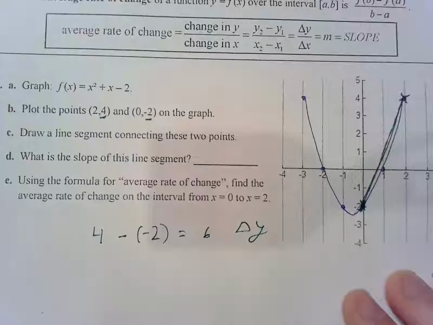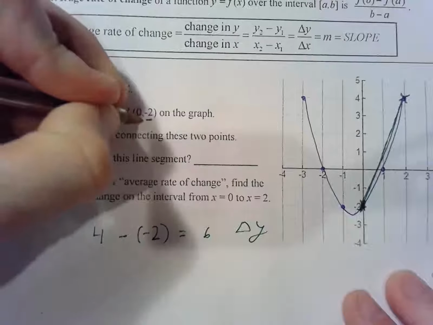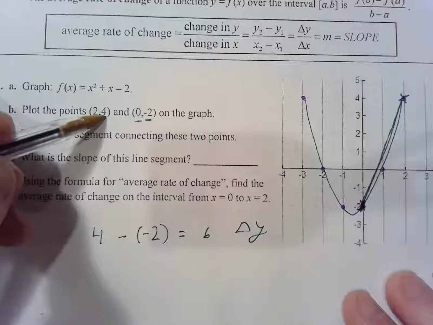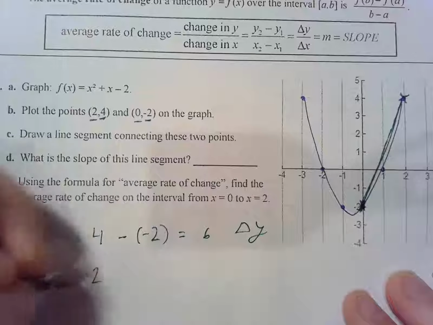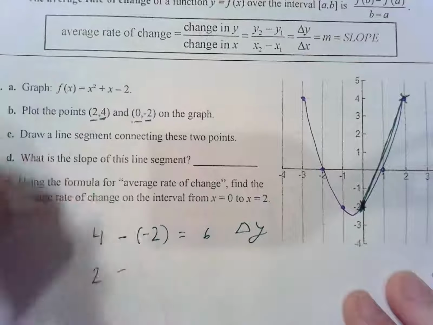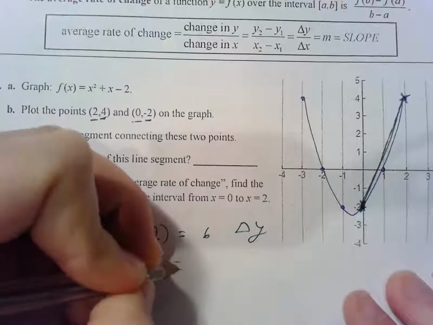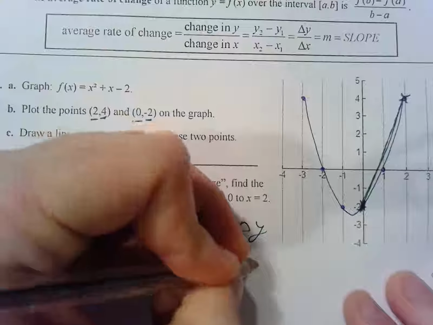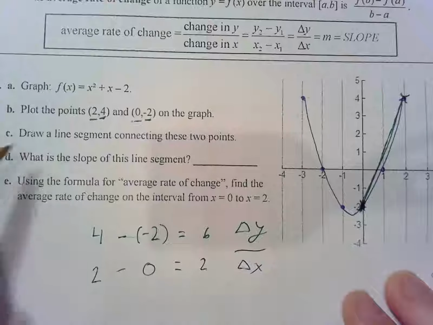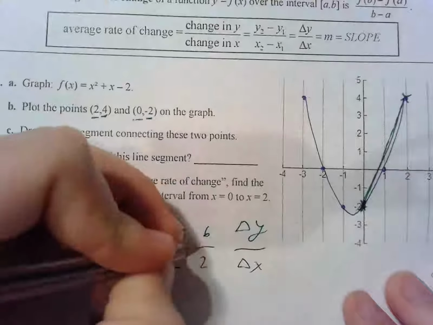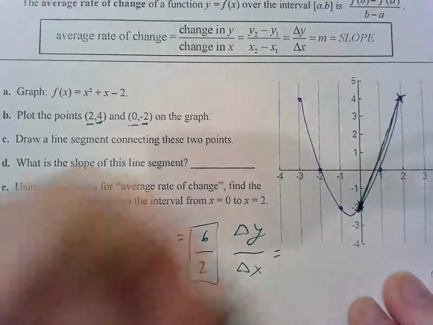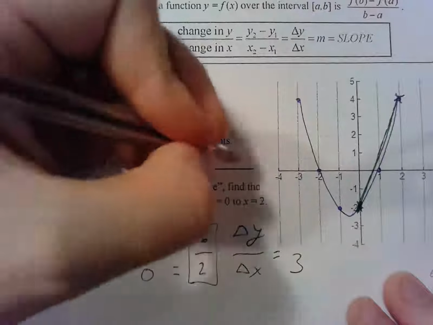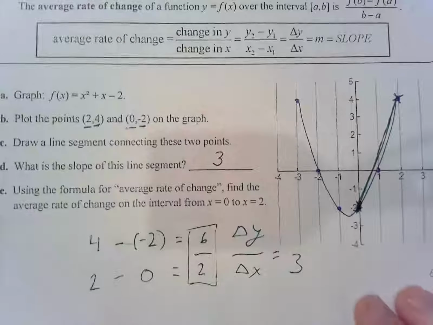And now I'll do my change in x, which is this guy over here, this 2, and the 0. Since I started with 4 at the front, I have to start with 4's friend over here, 2. So I'll start with 2 minus 0. That's the change in x. It's going from 2 to 0. 2 minus 0 is 2. That was my change in x. So the slope between these 2 points is going to be 6 over 2. And if we simplify that, 6 divided by 2 is 3. The slope of the segment is 3.